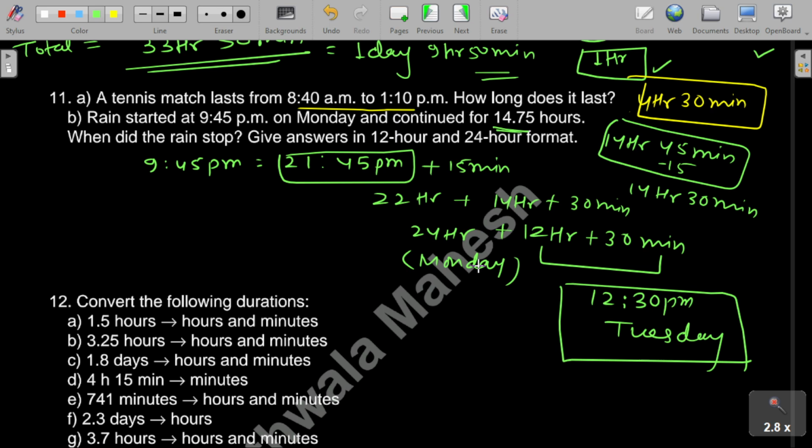So the answer is 12:30 p.m. on Tuesday, and in 12-hour format the answer is 12:30 p.m., and in 24-hour format the answer is also 12:30 p.m. Okay, because 12:30 is 12:30 in all formats. Now moving to the next one.